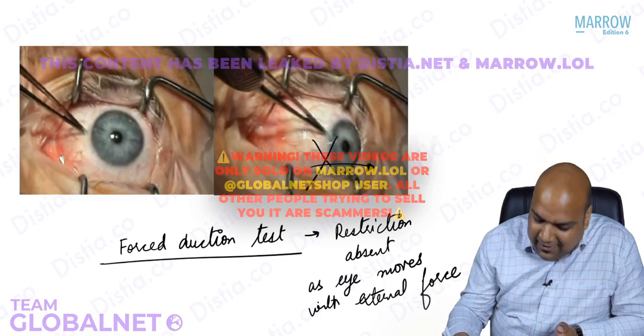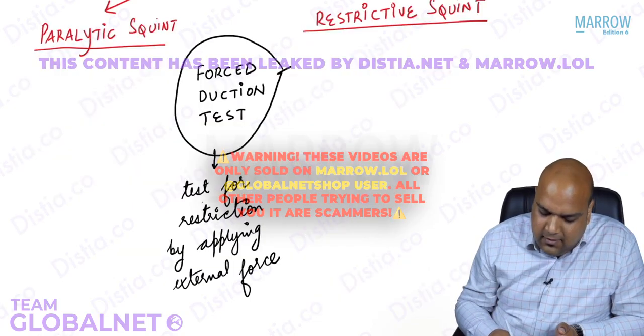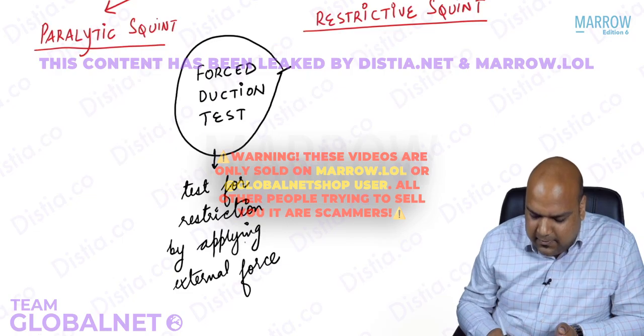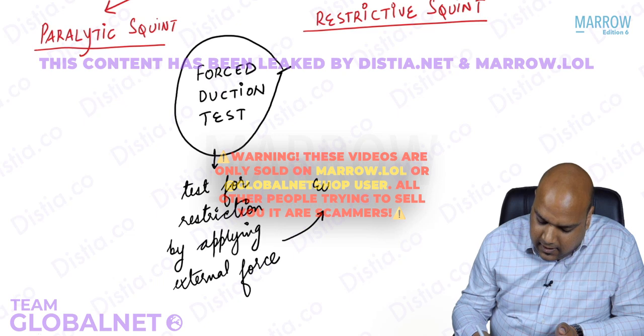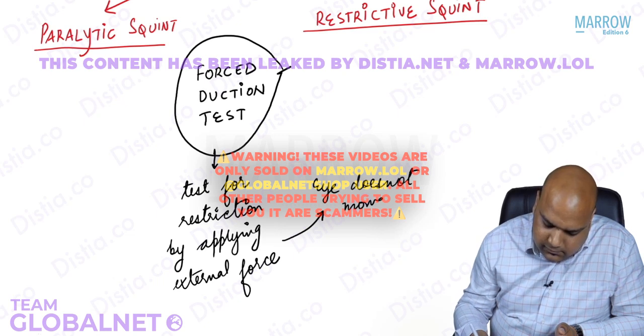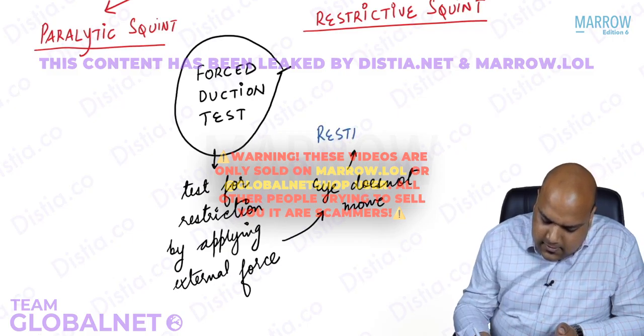Yes? If I am, let's go back and let's write, everybody. Forced duction test tests for restriction by applying external force. If eye does not move, then I am saying restriction is present.